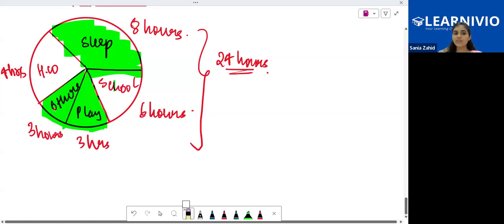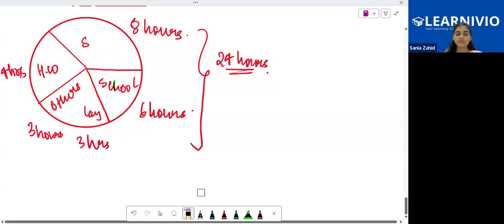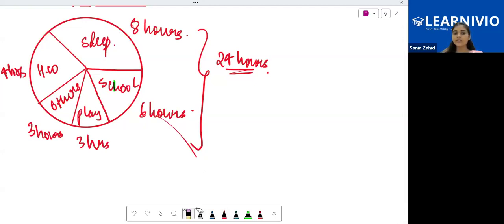Now what happens? Why are we doing this? Basically, in a pie chart, we divide a circle in such a manner that it represents some data. Here, what kind of data are we trying to gather? How much time are we daily spending on the daily activities.